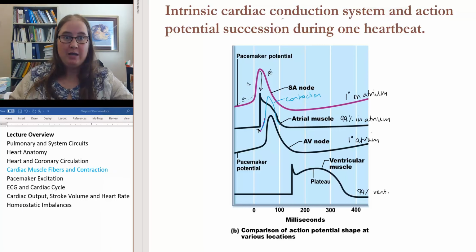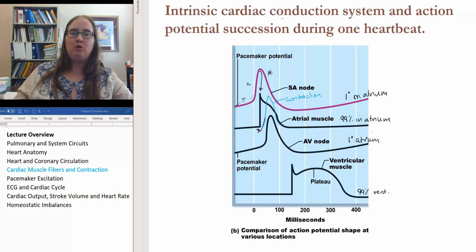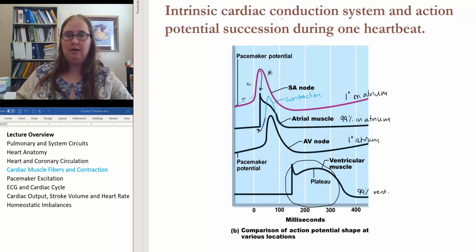So this atrioventricular node, what we don't show here is the bundle of His and the left and right bundle branches and the Purkinje fibers, but ultimately this triggers this big, massive contraction of the ventricles. This all happens in a single heartbeat every single time our heart beats.